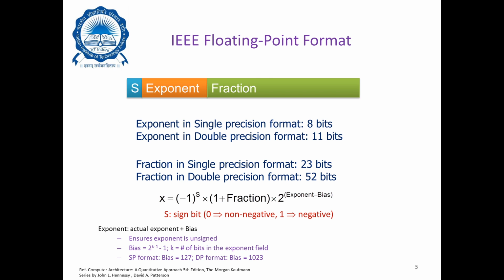So any decimal number x can be represented as follows: -1 to the power s multiplied by 1 plus fraction together, multiplied by 2 to the power exponent minus bias. Here s is a sign bit, which is 0 for non-negative numbers and 1 for negative numbers.